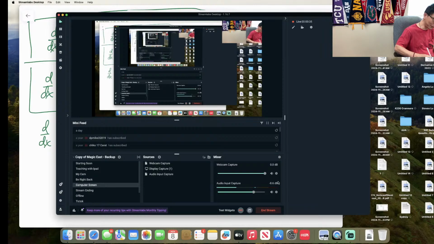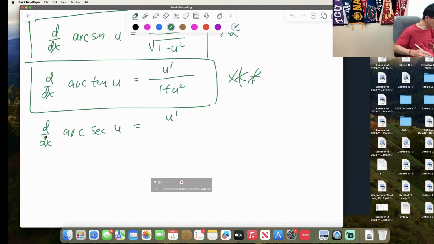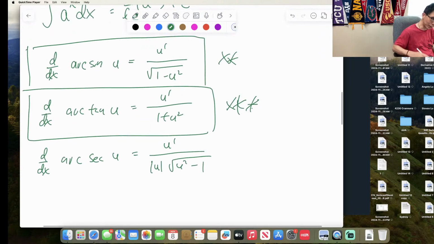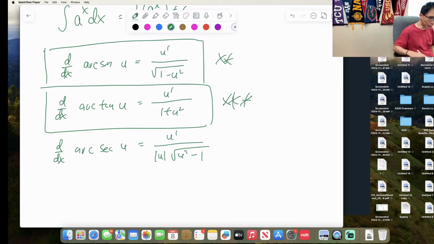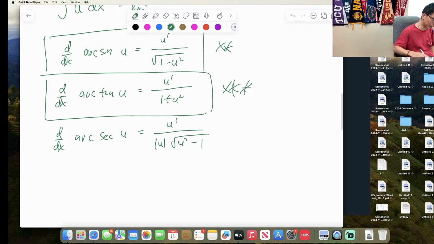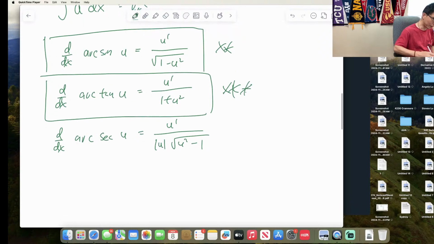Secant of u is equal to, oh sorry, u prime over absolute value u and the square root of u squared minus 1. So you have to understand it is kind of reverse order of the arc sine, but this one doesn't show up a lot. But what shows up a lot is the complement of arc sine and arc tangent. So the complement of that is basically the negative version of that.